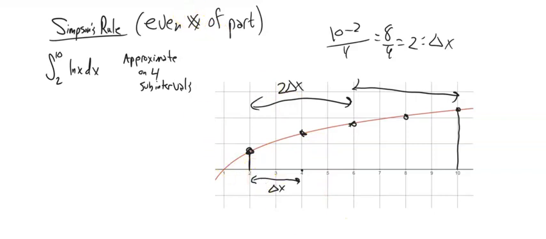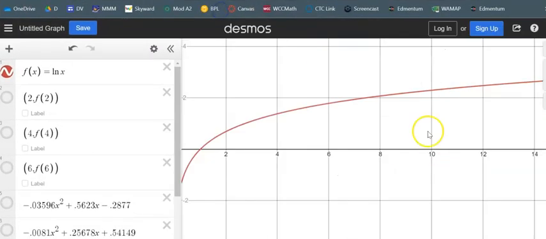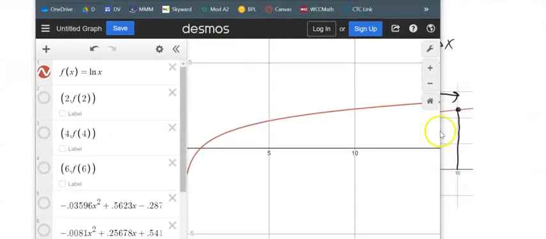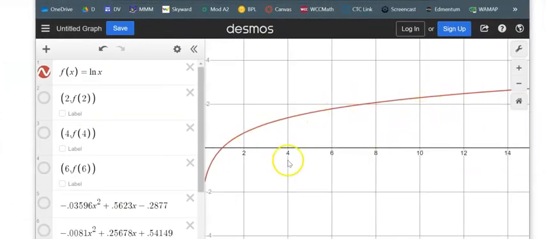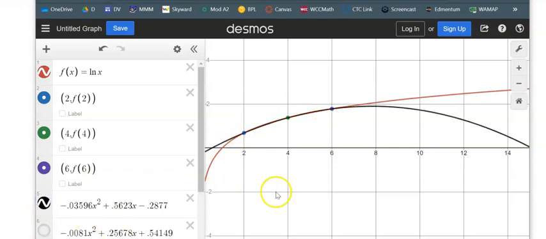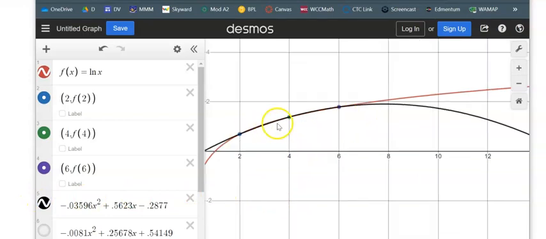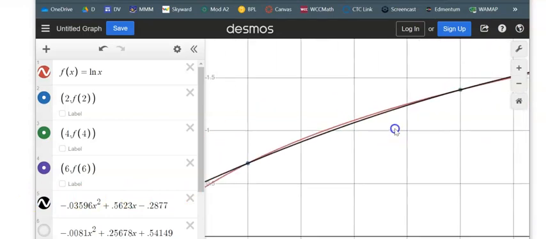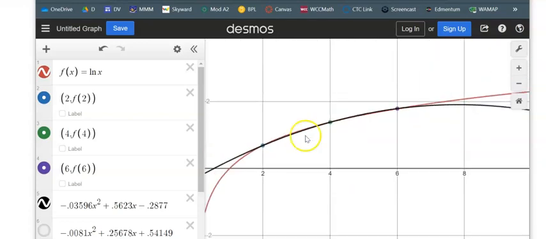Just to think a little bit more graphically, here is this function out from 2 to 10. Here's the one that I just graphed. So here's the function right here. If I think about these first three points, 2, 4, 6, I'm going to fit a parabola that goes through those points. And I've already done it. This is the actual parabola that fits through those points. And look at how close it is. It's pretty close. So we'll take the area under that parabola from there to there.